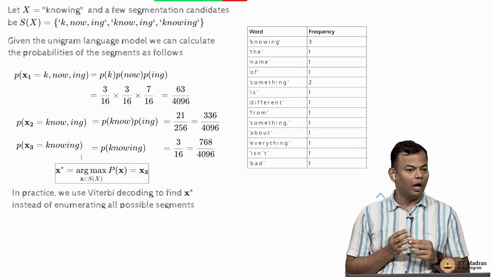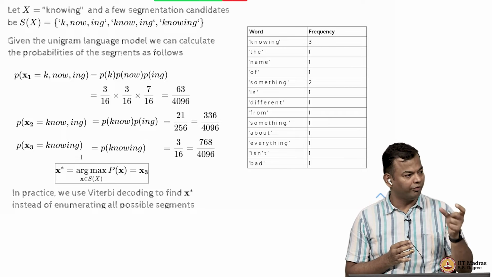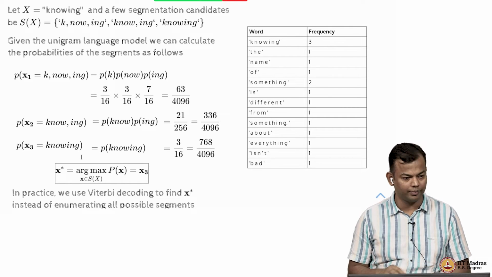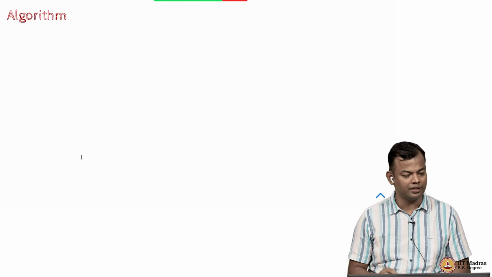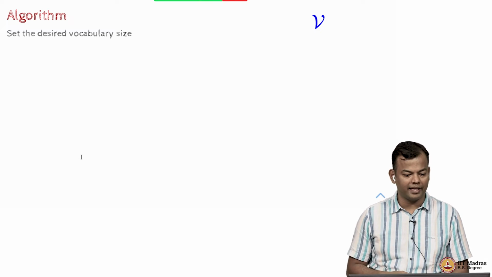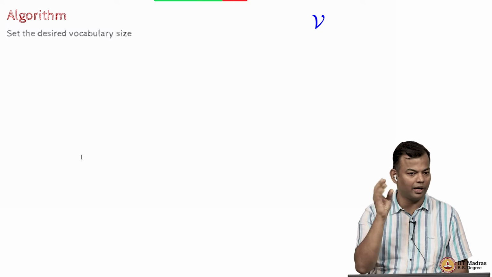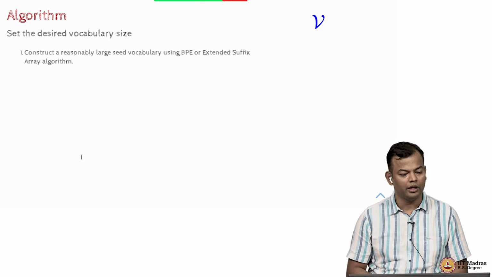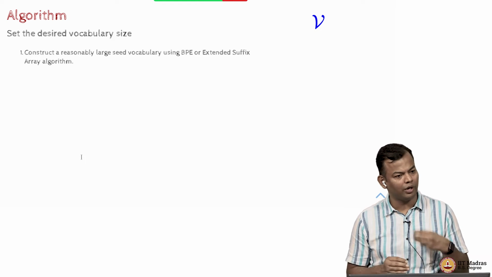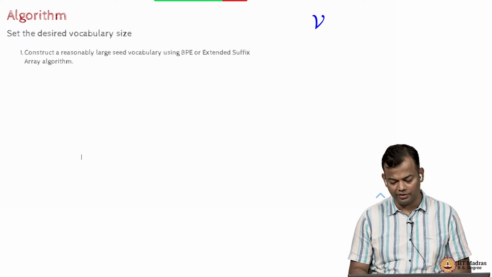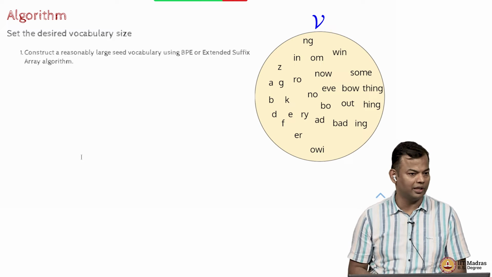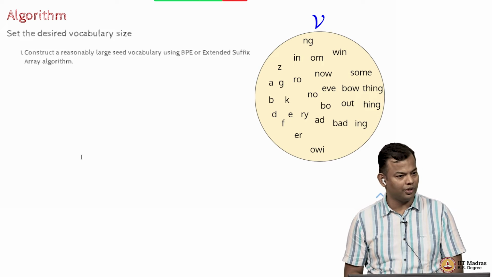So we have understood how to compute the probability of a word given a specific segmentation for that word. Now we'll see how, using this, we can do the sentence piece tokenizer. We set the desired vocabulary size, say 100k or 30k. Now we construct a very large seed vocabulary using BPE or any other algorithm you want. You construct a very large vocabulary, more than what you actually want. So this is all the initial tokens that you had in your vocabulary.